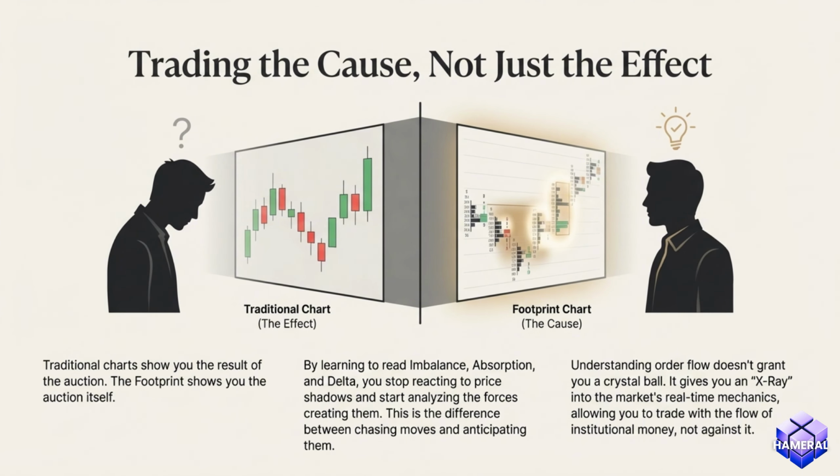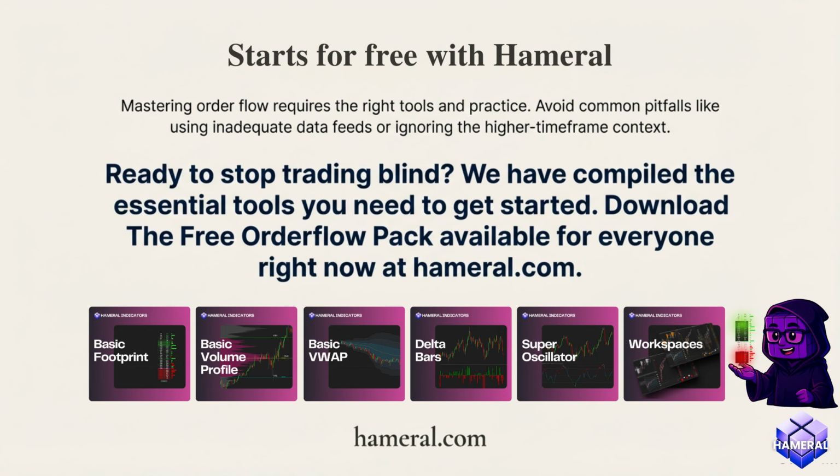Ultimately, this approach is about trading the cause, not just the effect. Traditional charts show you the result of the auction, the past. The footprint shows you the auction itself, the present. By mastering imbalance, absorption, and delta, you stop chasing price shadows and start trading with the flow of real-time institutional money. Mastering order flow requires the right tools and practice.